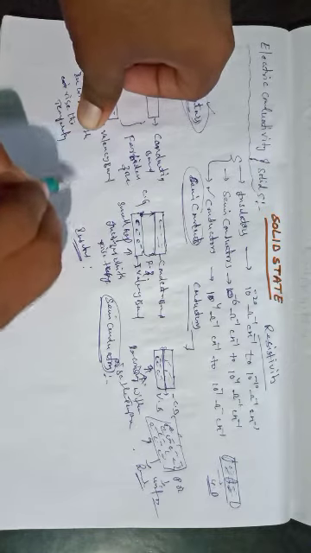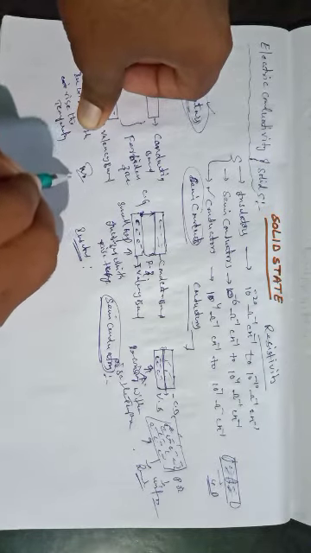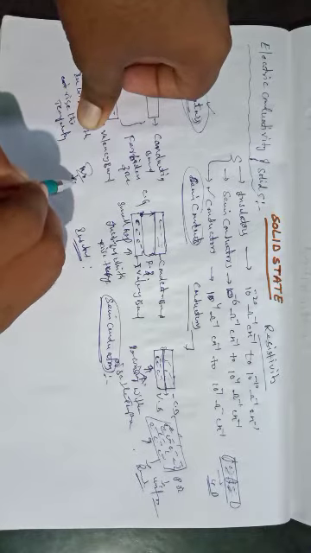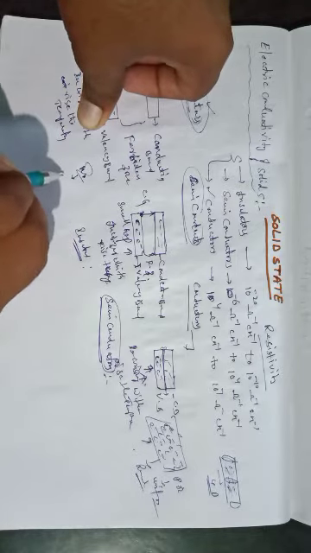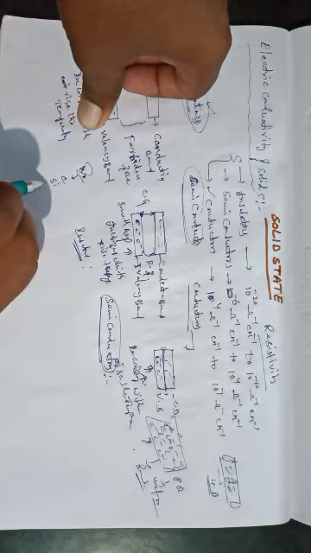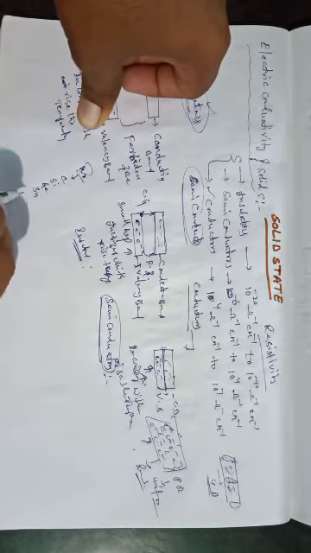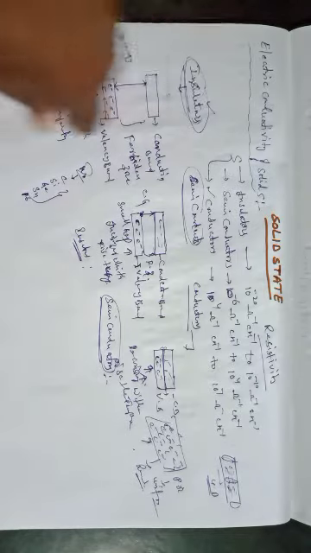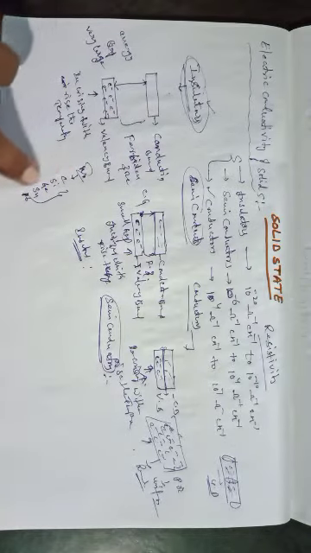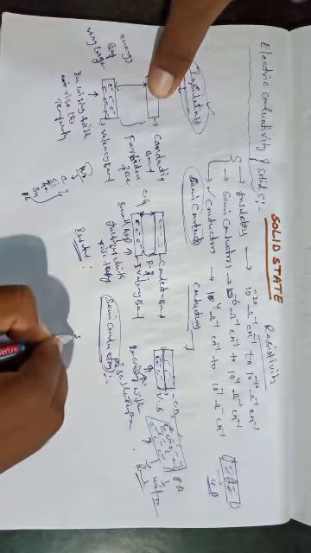Like the fourth group of elements, the 14th group. What are the fourth group of elements? The carbon family, like carbon, silicon, germanium, tin and plumbum (lead). These fourth group elements are semiconductors. Suppose you have taken a semiconductor like silicon.